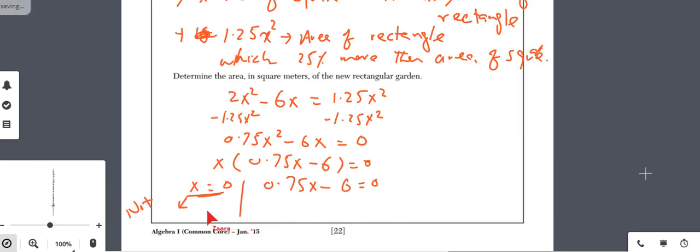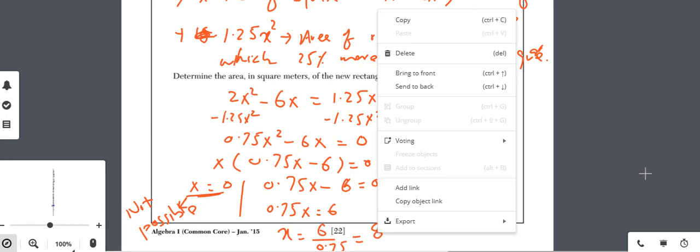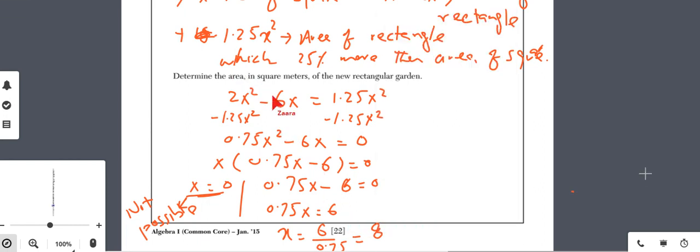If you look at the diagram, we have x minus 3. So 0 minus 3 will give us negative 3, which is not possible for a length. And 2x will give us 0, which is also not possible. So I have to go with the other one. 0.75x equals 6, so x will become 6 over 0.75, which equals 8. So the value of x is 8.